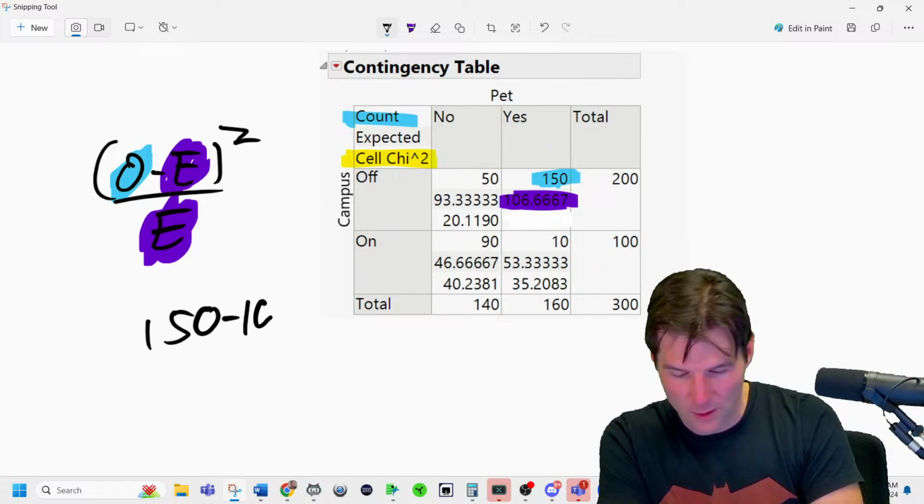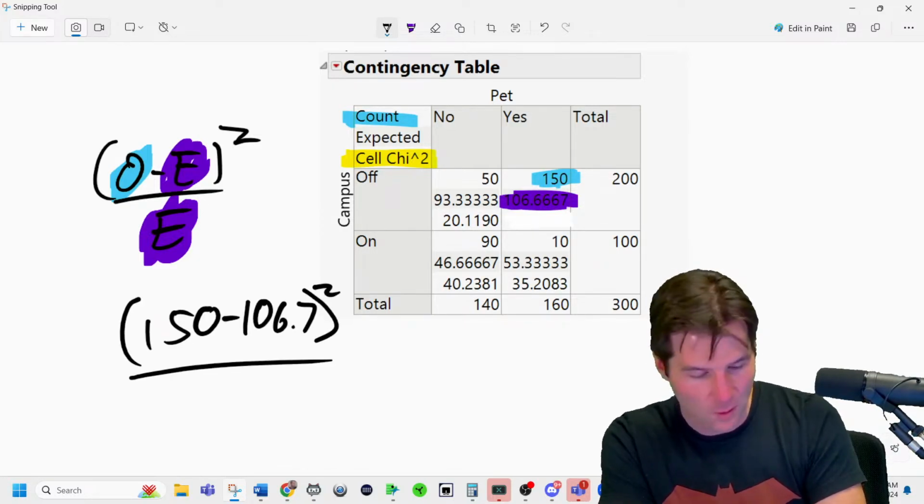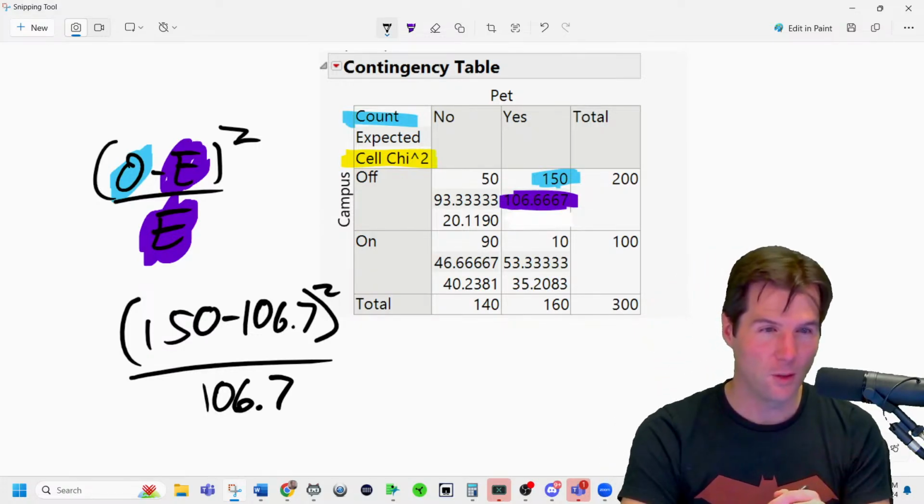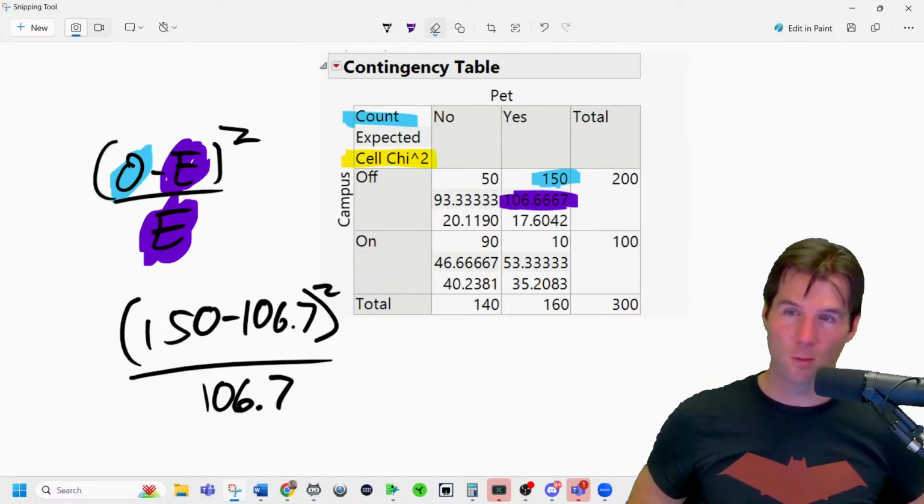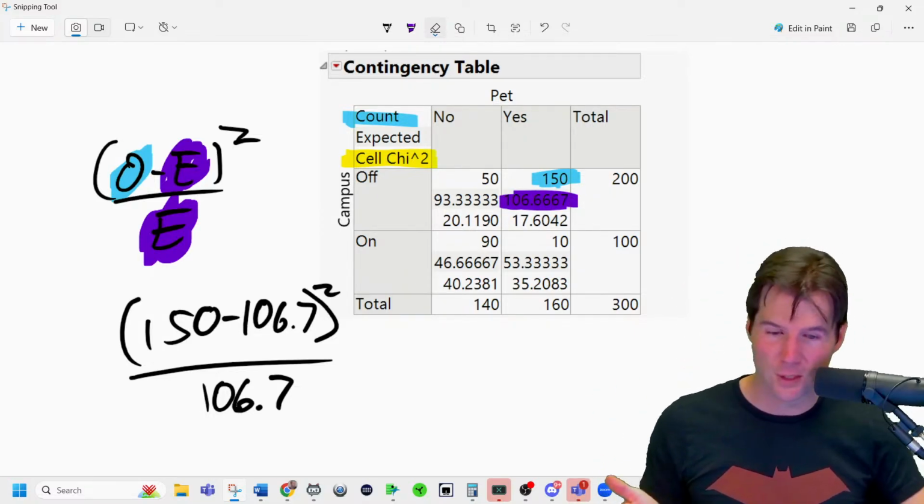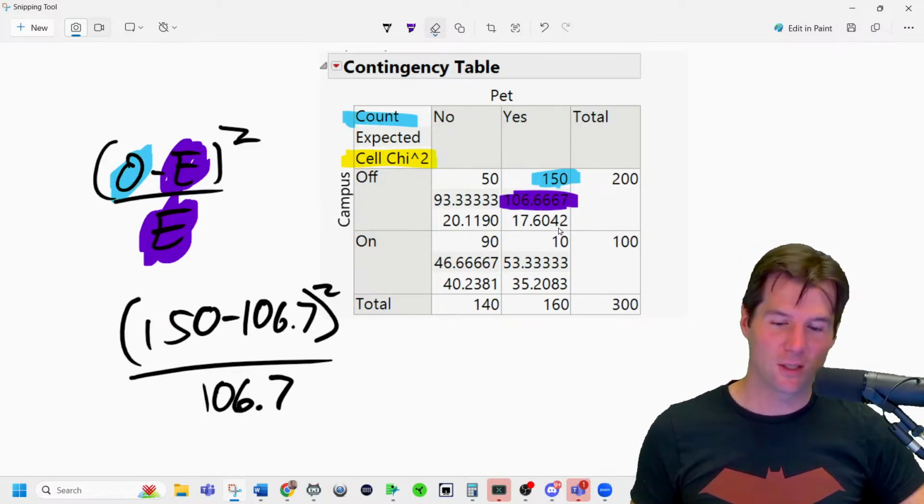150 minus 106.7 squared. Make sure the difference is squared, not just that value. And then 106.7 right there. And when you solve it out, that will equal 17.6. Of course, it'll carry all the decimals for us. Just make sure to punch them all into your calculator and let your calculator do the work. Does that make sense, Braden, on how the test often looks?